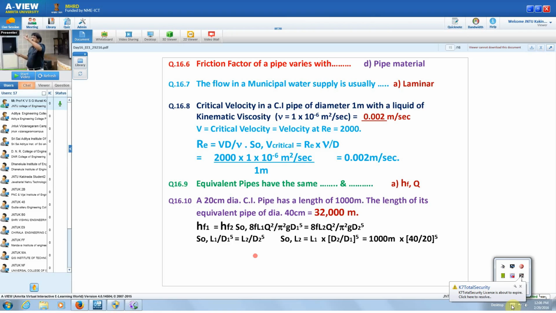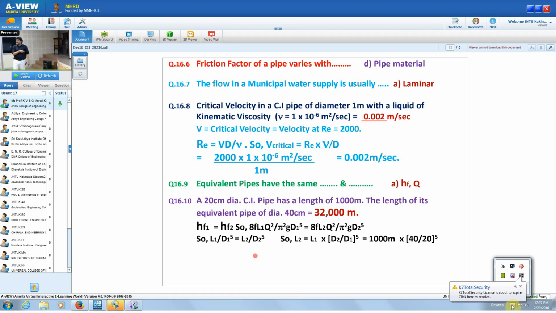So if a 20 centimeter pipe has some amount of head loss, what happens if the diameter is more? Head loss decreases rapidly, because it is 1 by d to the power of 5. So the head loss decreases 32 times. That means for the same head loss, length can be increased by 32 times. Then the head loss will be the same. So that is the meaning of this term. So what is the answer?